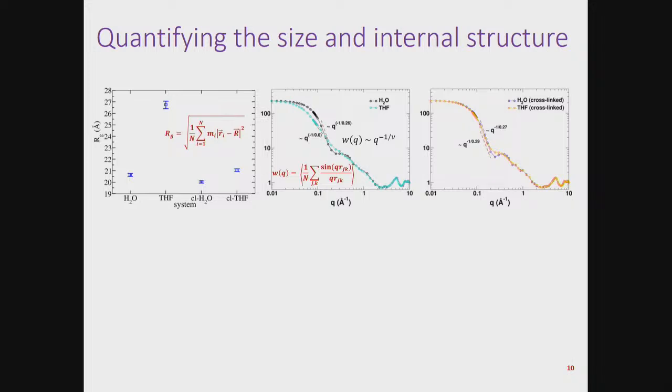To confirm what I just said, we looked at the form factor profiles again. In the fractal regime you can see in THF it is forming an extended conformation because the exponent is 0.6, and when you solvate it in water, it is 0.26, which confirms that the polymer is forming a compact morphology. And when you have cross-links, the exponents are not very different, whereas you see some slight increment in the size.